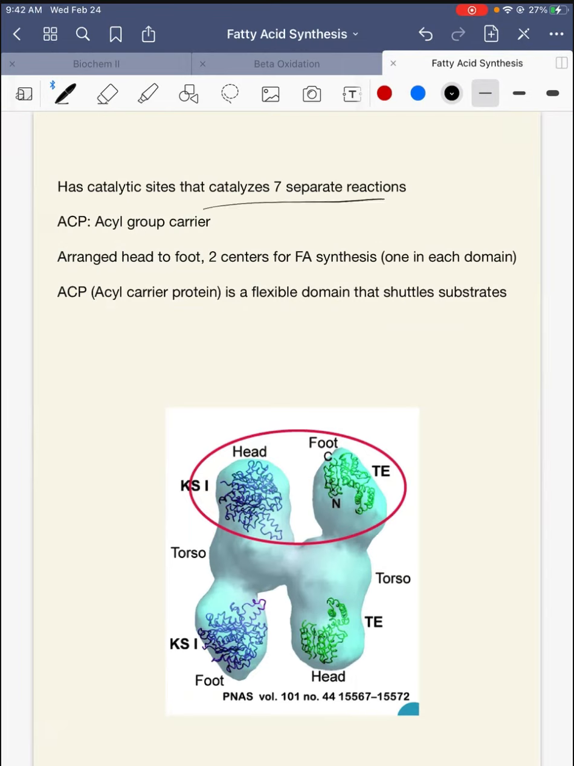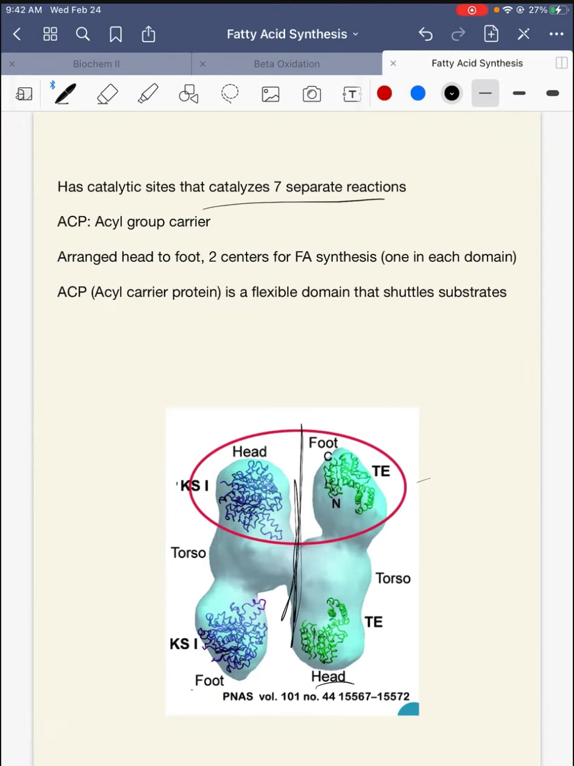7 different separate reactions. So this is the dimer over here. If we break it, we have a monomer on each side. Each monomer has the 7 and can run the 7 separate catalytic reactions. It's organized from head to toe. So you'll see head to toe, or head to foot. My bad. I don't know where I got toe from.